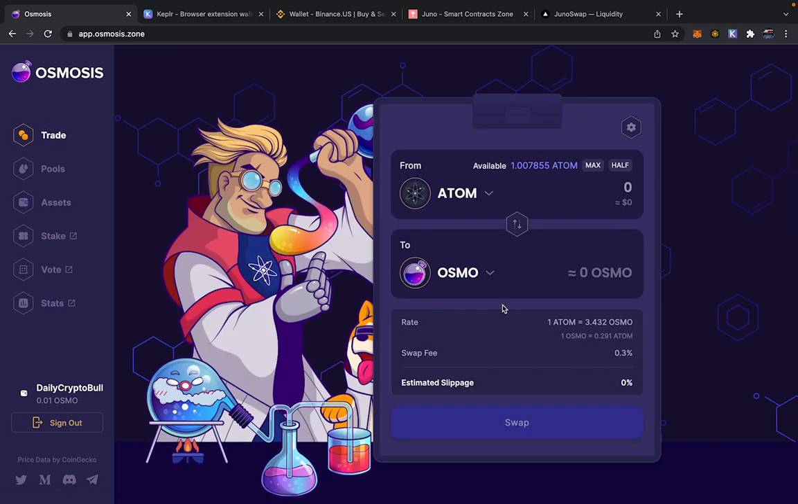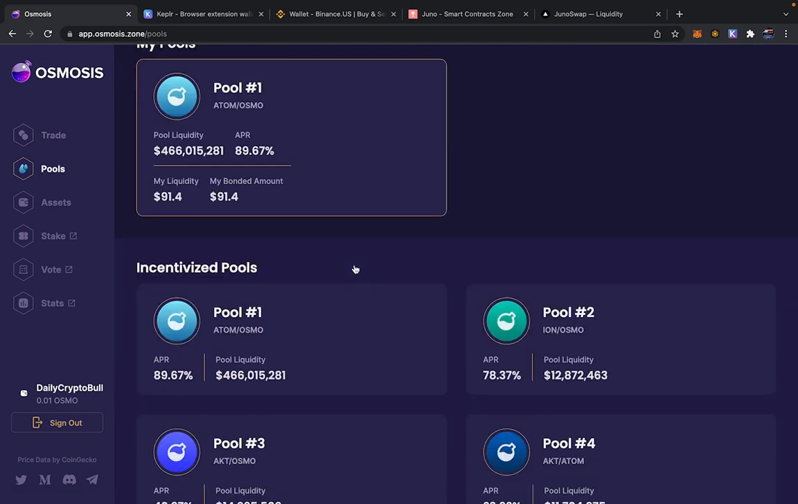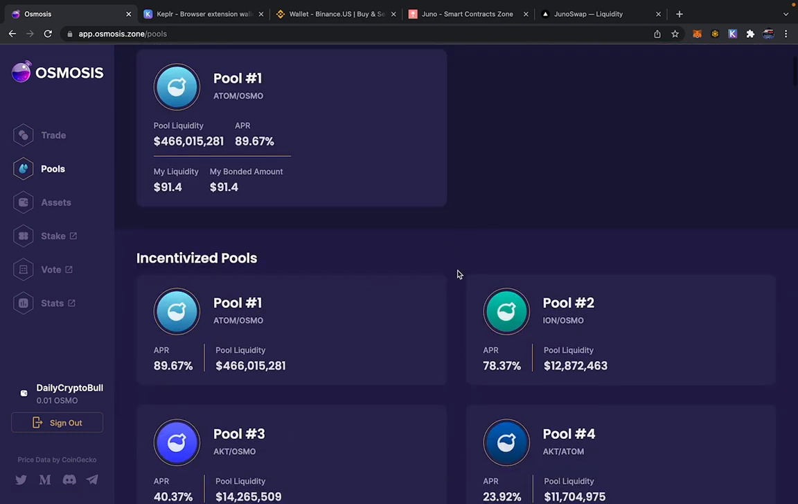Like I said, it's a regular DEX. You can swap, you can exchange. The most common swap by far is going to be Atom to Osmo, but whatever, doesn't really matter. And then we have all these pools over here. Now, providing liquidity in these pools is another major way to qualify for airdrops.